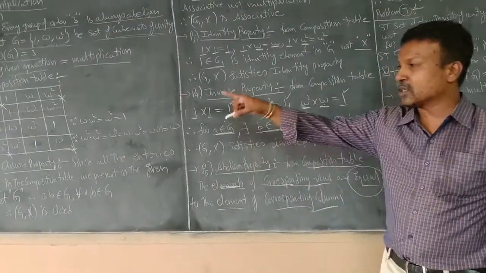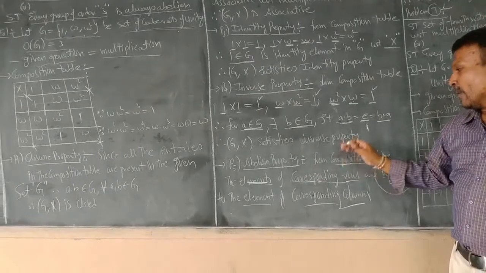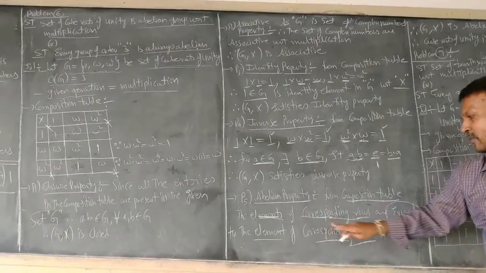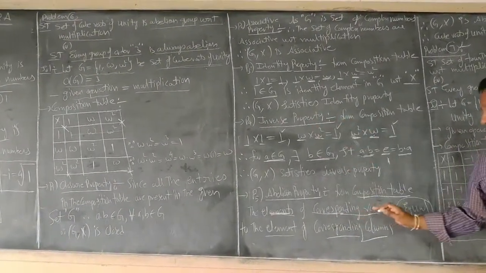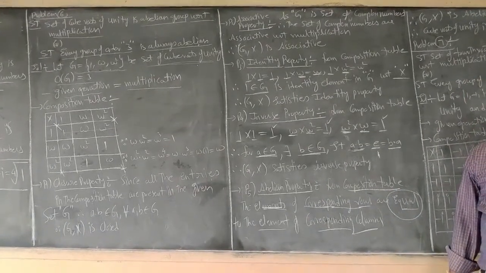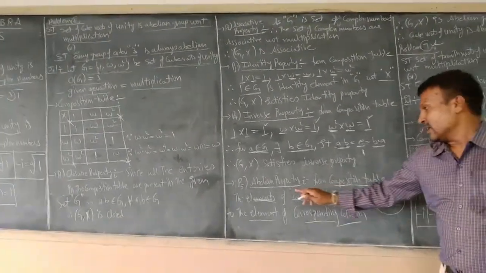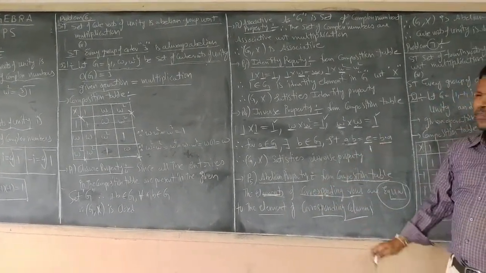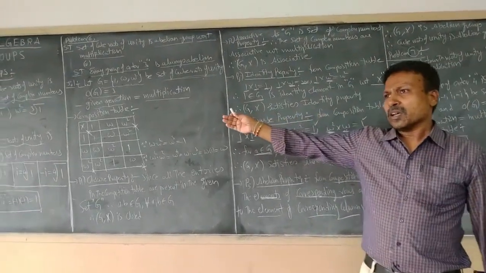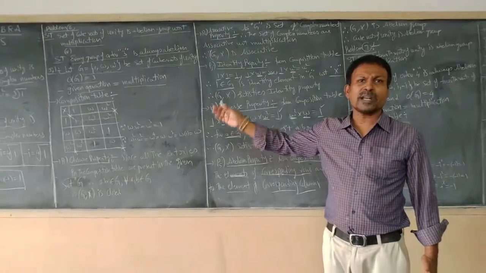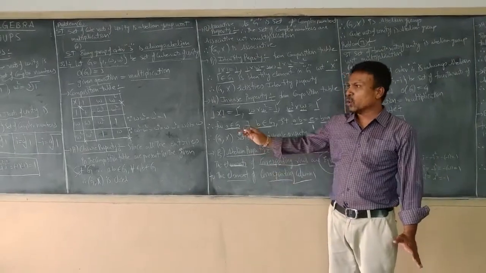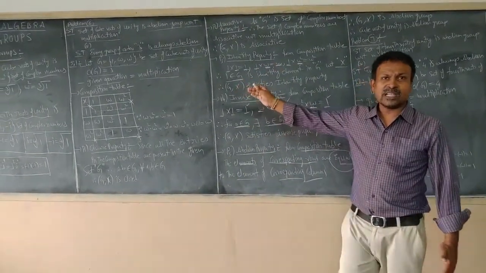That is why, by proving this abelian or commutative property using the composition table, we can write the statement from the composition table: the elements of corresponding rows are equal to the elements of corresponding columns. Just now I have explained how to verify whether the elements of corresponding rows are equal to the elements of corresponding columns. Therefore, as all the elements of corresponding rows are equal to all the elements of corresponding columns, we conclude that this set G satisfies the commutative property. Therefore, on the whole, we conclude that this set G is an abelian group.